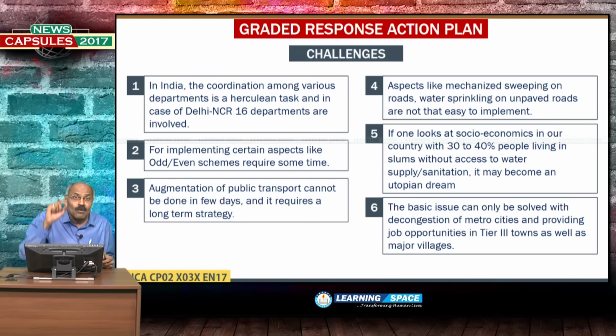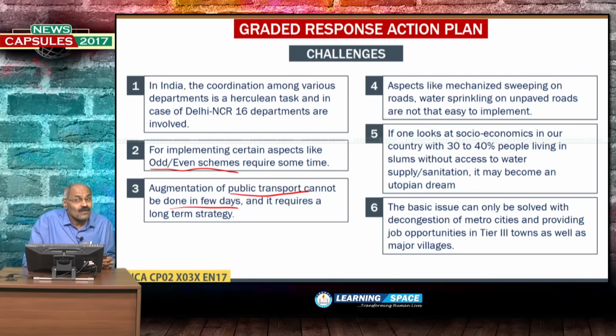And finally, what are the challenges? I have listed out 6 challenges here. In India, coordination among various departments is a Herculean task, and there are 16 departments involved, so it is not that easy to ensure coordination. Then the second point is, certain aspects like odd-even schemes cannot be implemented overnight. They require some time. Then augmentation of public transport cannot be done in a few days.